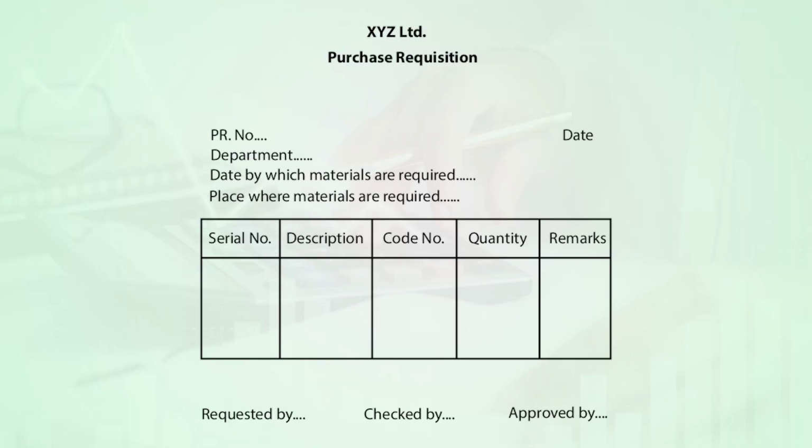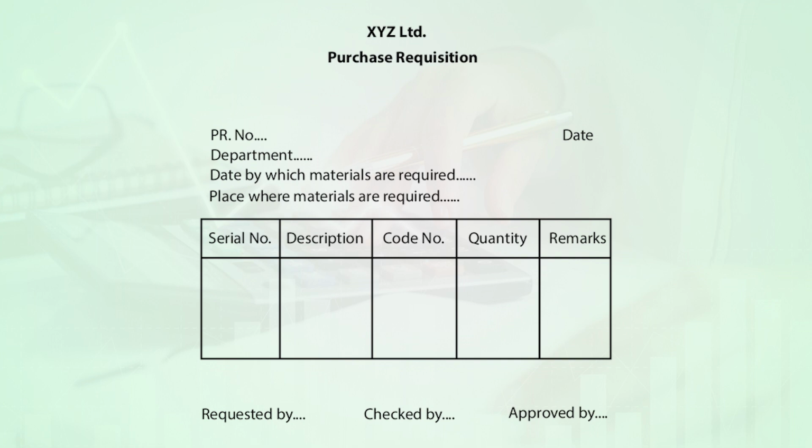Let's have a look at the format of purchase requisition. So, the purchase requisition of XYZ Limited is given. On the left hand side, the first item is the PR number, that is purchase requisition number. Second one is department, that is the department who is requesting, date by which materials are required, place where materials are required, and also the date is mentioned on the right side.